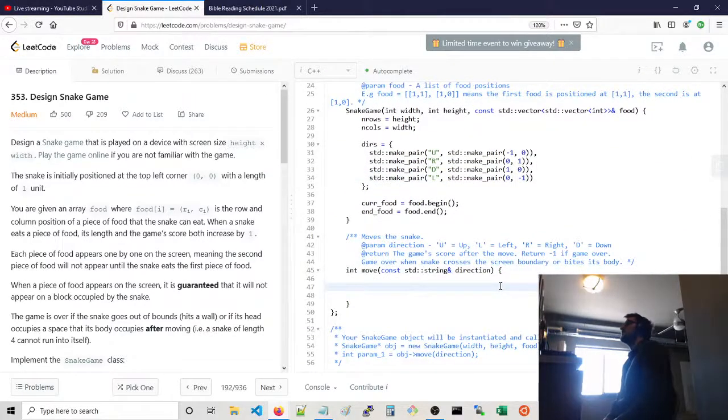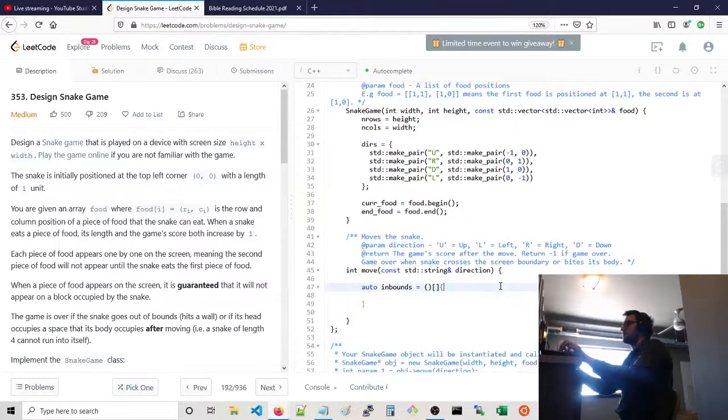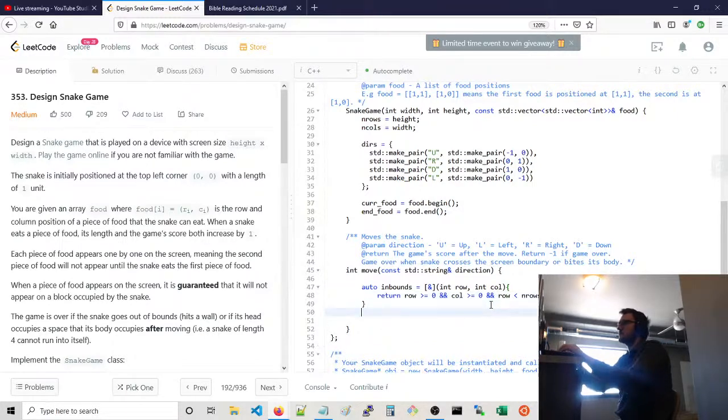So now the way the snake's going to move, we have an inbounds check. And that does the following: we have int row, int column, and return row greater than or equal to 0, column greater than or equal to 0, and row less than number of rows, and column less than number of columns. All right, a real simple inbounds check that you always have to do.